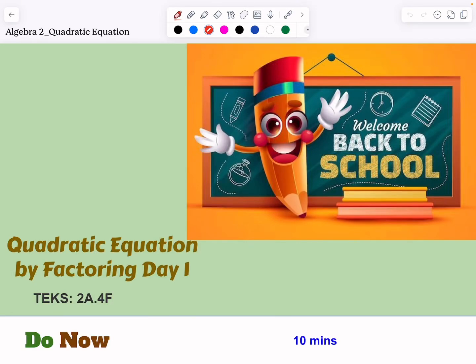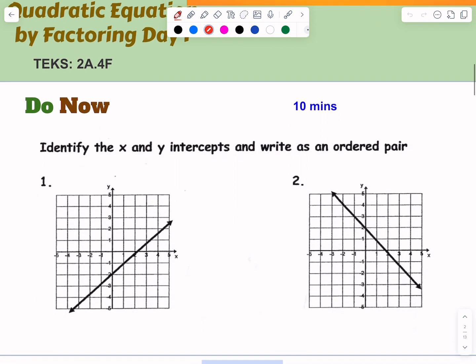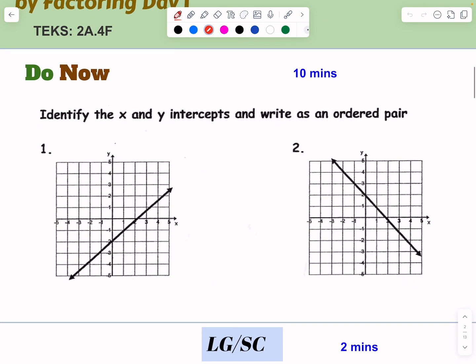So in today's class we're going to see how to solve quadratic equations by factoring, and this lecture is going to be for 2 days. So let's start with a warm-up. Let's take 5 minutes to answer this question. I will say you should pause this video and see if you can answer this question.